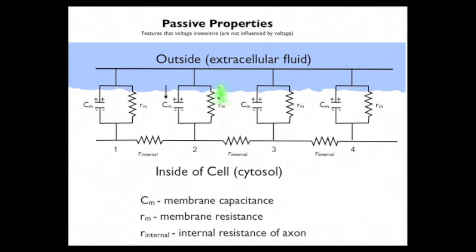The second component is the membrane resistance. And what that refers to is how difficult it is for current to flow through the ion channels in a membrane. And that just means how many ion channels are open. That's really what it refers to. And again, I will explain this to you in greater detail in just a few moments. And the third thing is the R internal, which stands for the internal resistance of the axon.